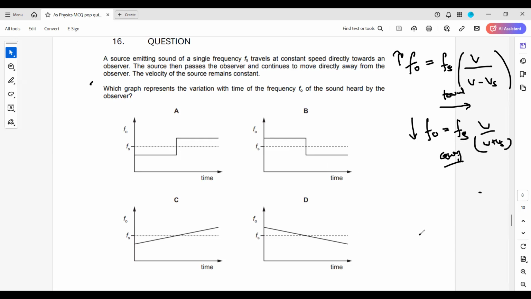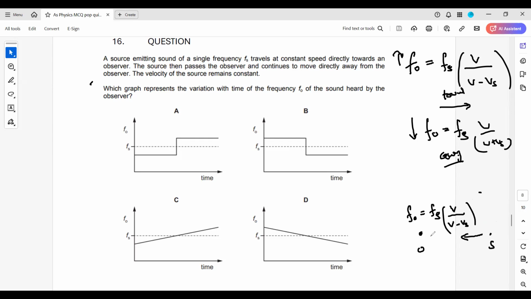So let's say this is the observer, O, and here is a source. The source is moving towards the observer. The frequency which the observer will hear depends on the source frequency and on the speed of the wave produced, whether it's a light wave or a sound wave. That's the speed of the wave divided by the speed of the wave minus the speed of the source.